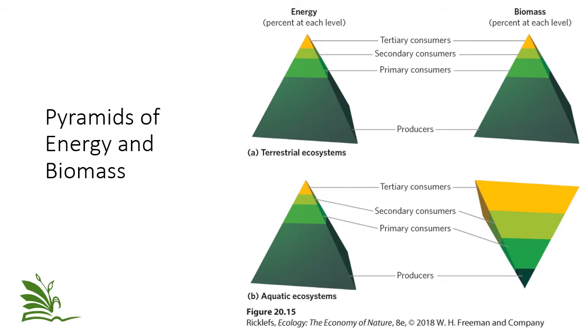Now the aquatic ecosystem pyramids are kind of interesting. Again, for energy, the energy pyramid is incredibly similar to that of the terrestrial ecosystem. There's a lot of energy stored in primary producers, and those primary producers represent not only a lot of energy, but they support consumers that represent smaller and smaller amounts of energy within them, depending on the level of consumer.